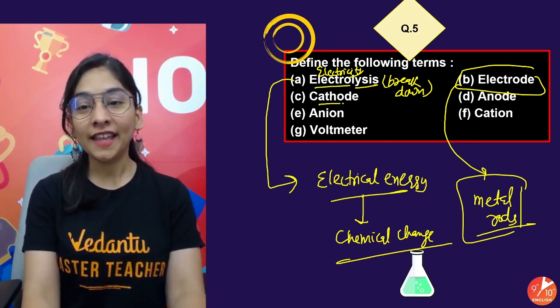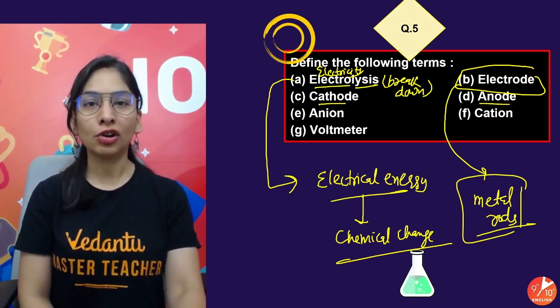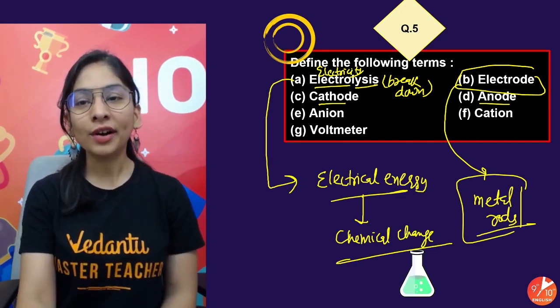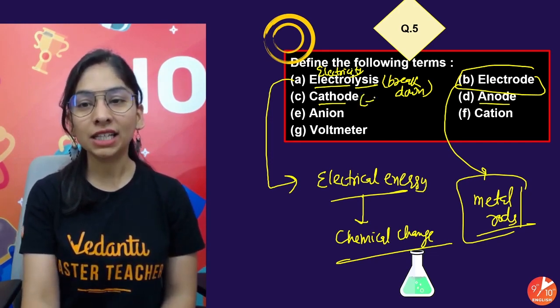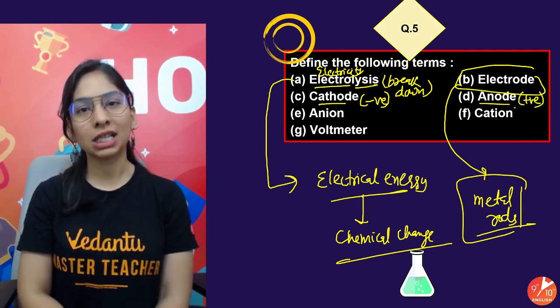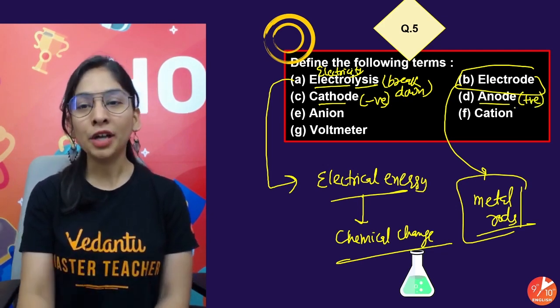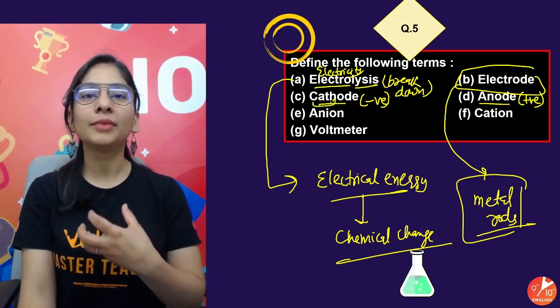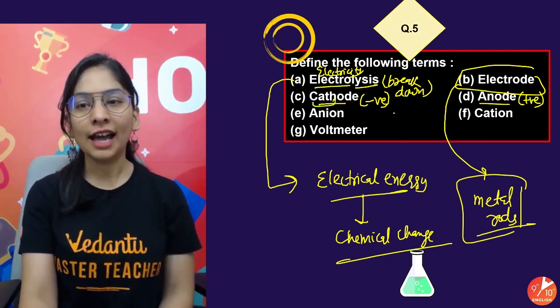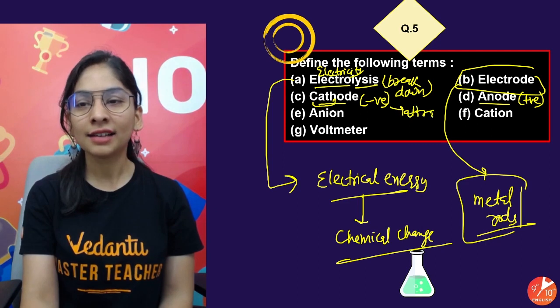Okay. And then we are going to have two types of electrodes, cathode and anode. Cathode is the one that's going to connect with the negative terminal of the battery, and anode is the one that's going to connect with the positive terminal of the battery. How come? You can remember it this way: cathode is something that attracts cation.